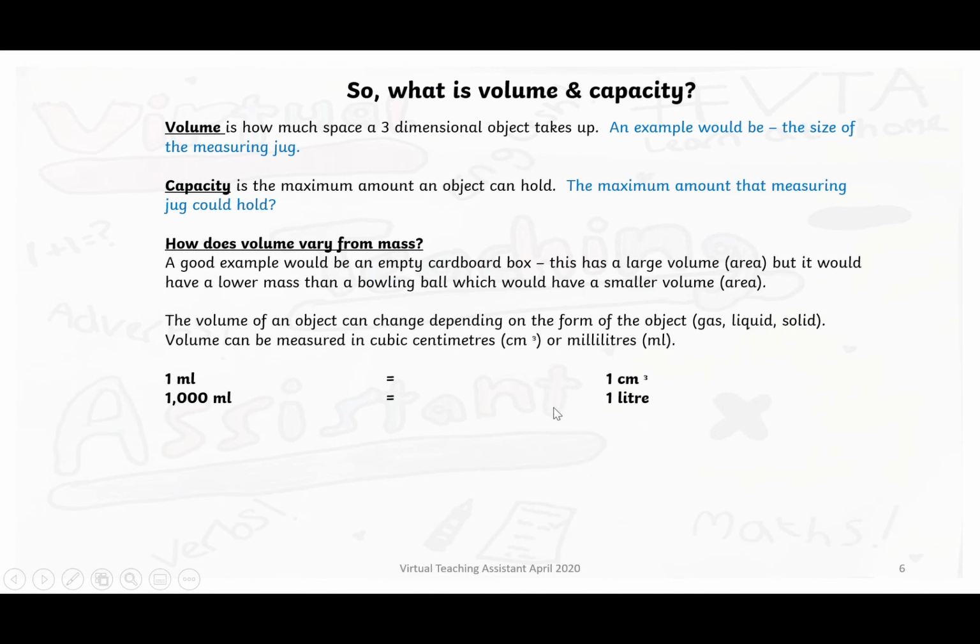1 millilitre is the same as 1 cubic centimetre, and 1,000 millilitres is the same as 1 litre. Again, go and have a look around your house at some juice bottles or orange cartons and things like that, and milk bottles, and see how much is in there. You'll see quite often they're shown in litres.